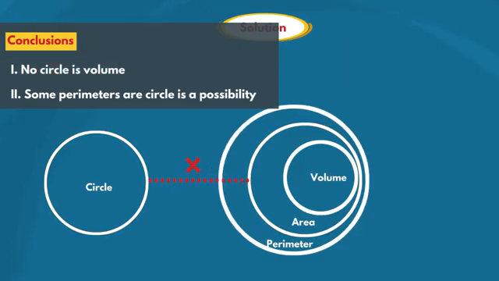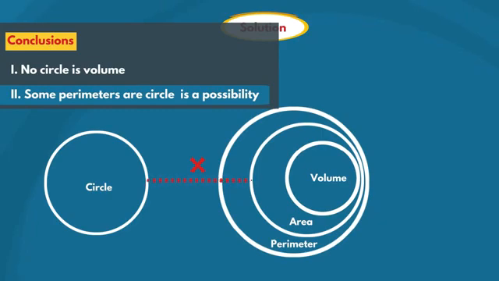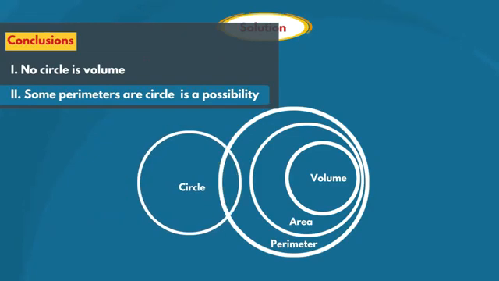Second conclusion. Some perimeters are circle is a possibility. Here we have to check. To check this conclusion, we can draw an alternate diagram to satisfy the conclusion without disturbing the statements. Let's draw the alternate diagram. In this alternate diagram, we are trying to prove some perimeters are circle.